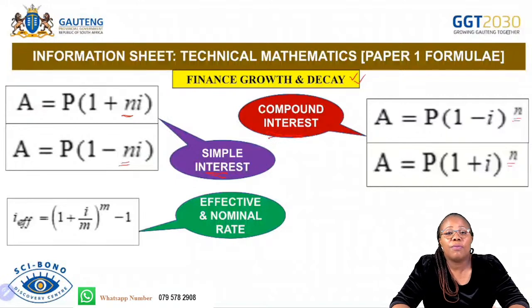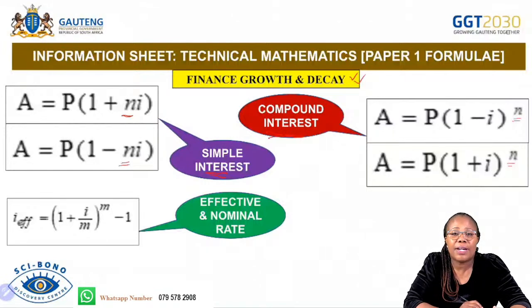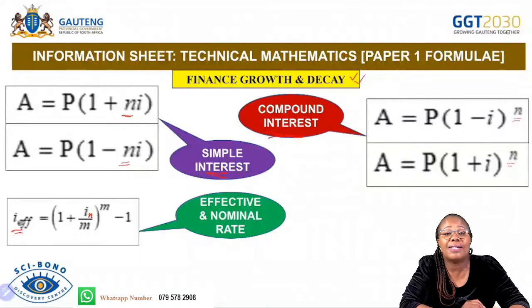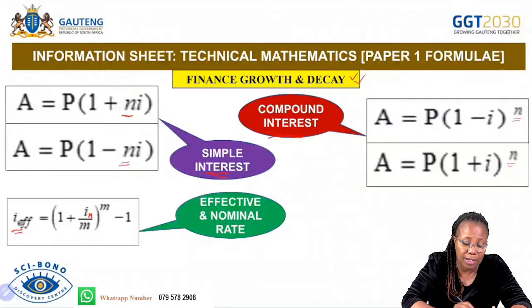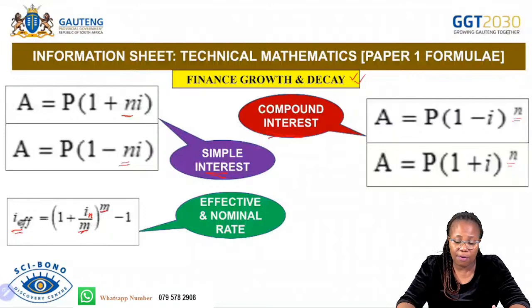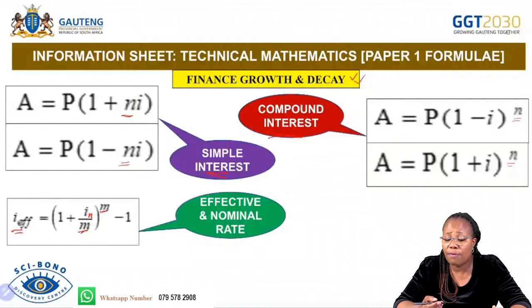The last formula on finance, growth, and decay is the effective rate formula. Effective rate is equal to 1 plus i nominal over m, all to the power m, minus 1. Remember that i stands for the nominal interest rate that will be given to you on your statement. The m is talking about the compounding: compounded monthly it will be 12, quarterly 4, and so forth, grade 12. This is the formula we use to calculate the effective rate if we are given the nominal rate, or vice versa. If we are given the effective rate, you can calculate the nominal rate.